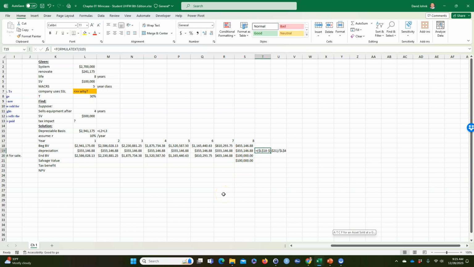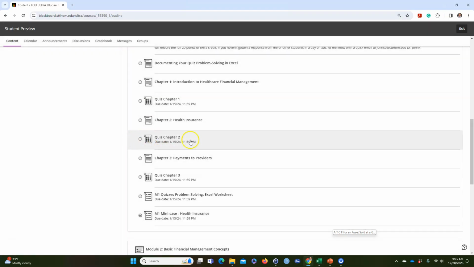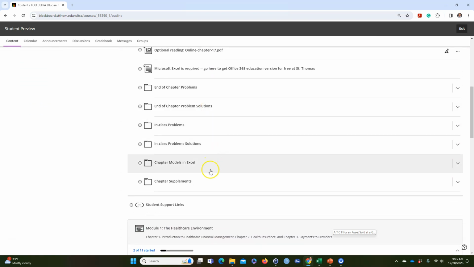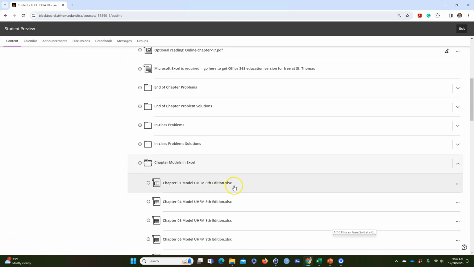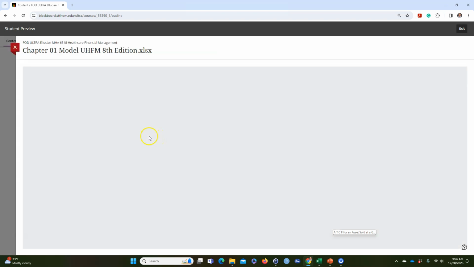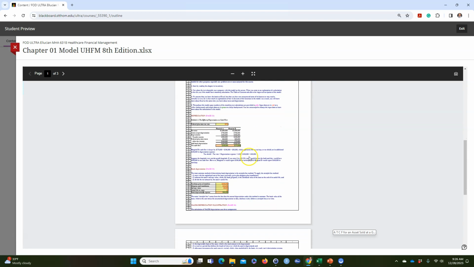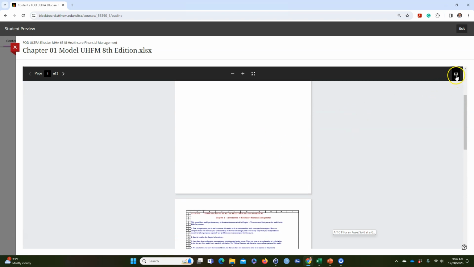Also, if we go back out to here, I just want to remind you guys that up here under course materials, I have a lot of information, right? So you could maybe go and look and see, is there some hints on how to solve this? So maybe I can go to chapter models in Excel. I'm pretty sure this mini case came from this chapter. And so it talks about depreciation and all that stuff. So I may want to use this information. So I'm going to go ahead and download it.